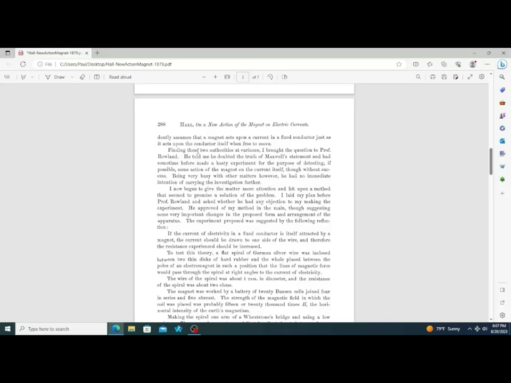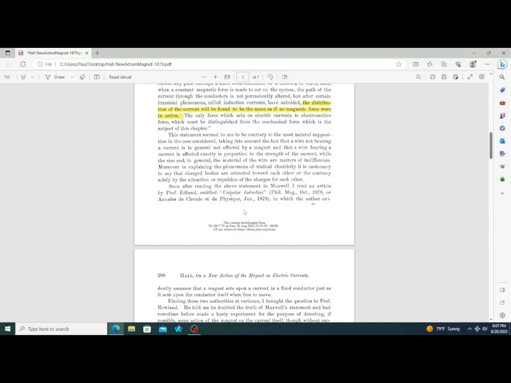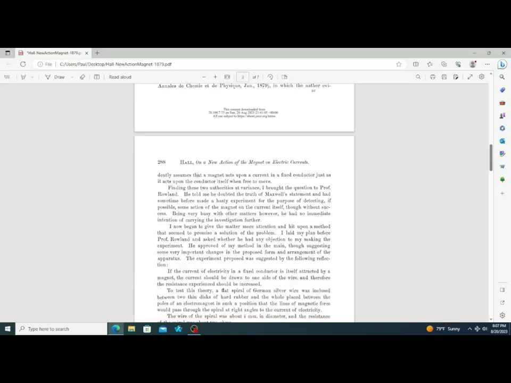So when he thought of this, and then he brought it then to, well, first I should say, he also notes that he found this article by Professor Edlund that's saying the same thing, that a magnet acts upon a current and it's not acting upon the conductor. So since these two authorities don't agree, he brought the question to the head of the department, Professor Rowland. And there's a whole story there with Rowland. One could talk for hours about him as well.